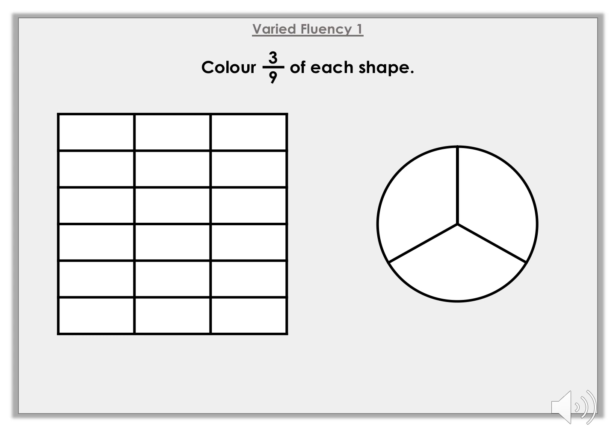And I need to think, what have I done to 9 to get 3? So my denominator's 9 and I need it to be 3. This time it's getting smaller, so I know it's going to have to be a division. So 9 divided by what is 3? It's 3. 9 divided by 3 is 3.